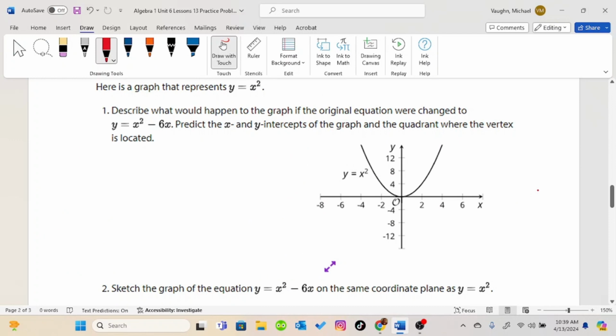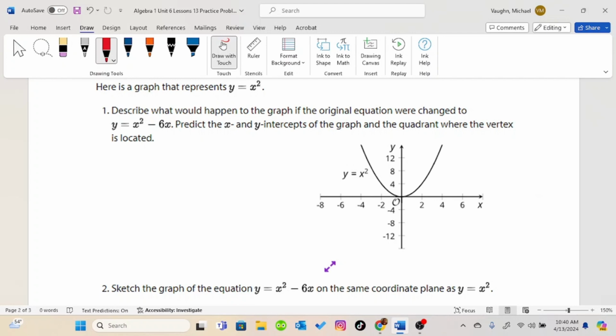Here is a graph that represents y equals x squared. Describe what would happen to the graph if the original equation were changed to y equals x squared minus 6x. Predict the x and y intercepts of the graph and the quadrant where the vertex is located.